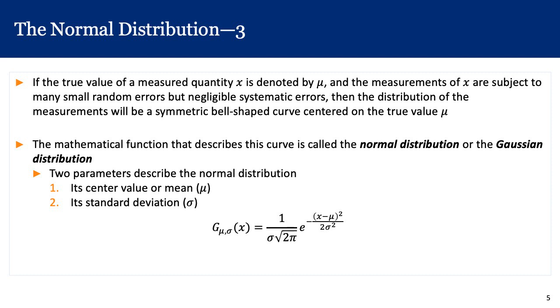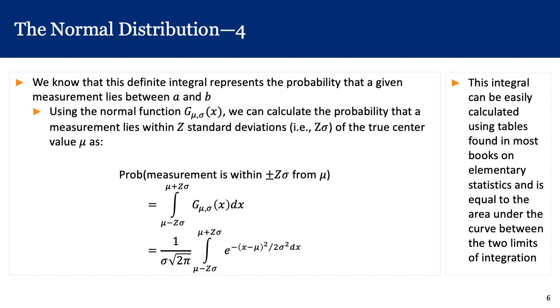So G, which has two parameters, mu and sigma, is the probability density function describing the Gaussian distribution. And so it's 1 over sigma times the square root of 2 pi, which is a constant, times e to the power minus x minus mu squared divided by 2 sigma squared. So mu is the mean, sigma is the standard deviation of this Gaussian distribution. We know that this definite integral represents the probability that a given measurement lies between two values a and b.